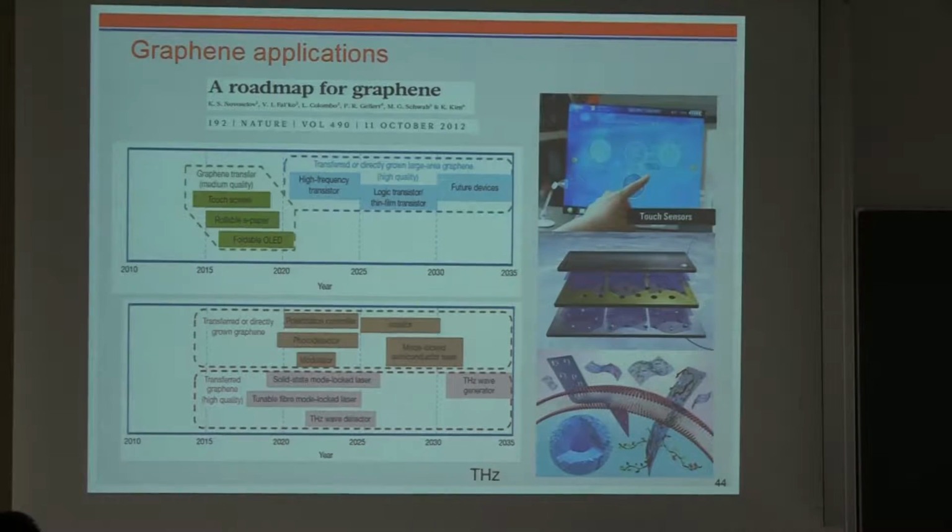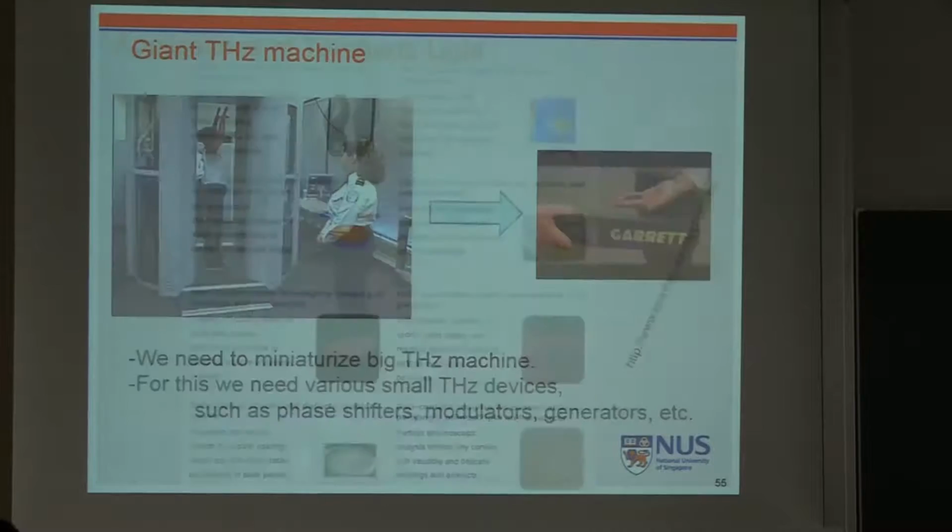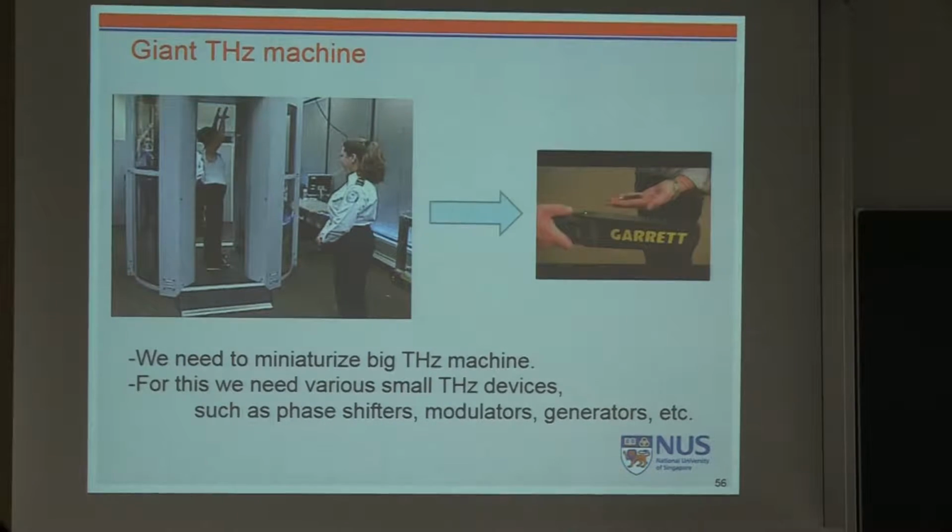Okay, so the other opportunity in terms of graphene technology is, I think, terahertz applications. Terahertz is being used for different applications like weapon detection, medical applications, semiconductor diagnostics, and so on. One of the major applications is in the airport. Sometimes you need to go through this machine, which is basically a giant terahertz machine to detect weapons and so on. So our aim is to make a small detector, something like this. This is basically a metal detector, but can we make a terahertz detector in this size?